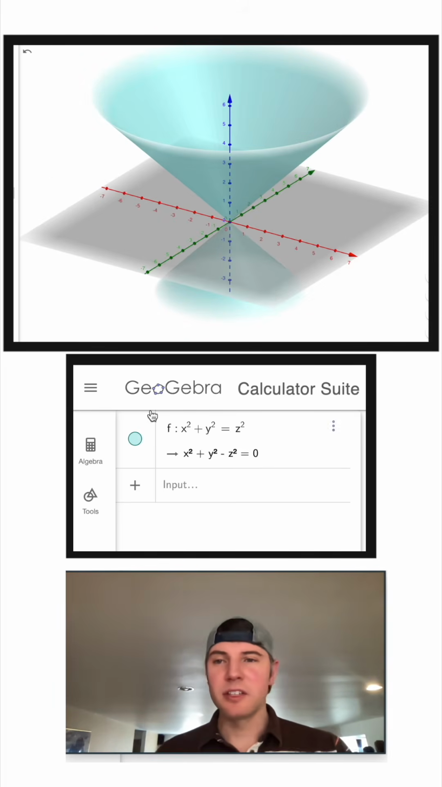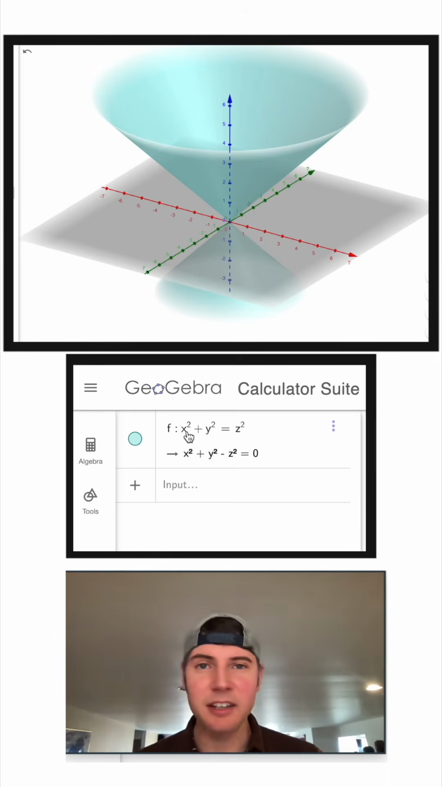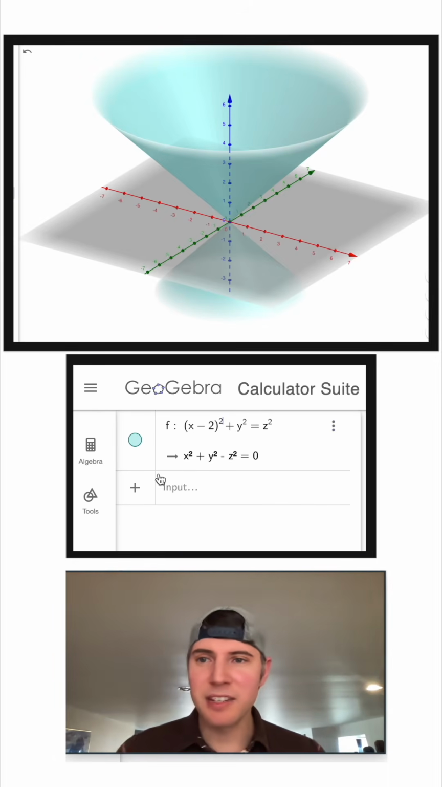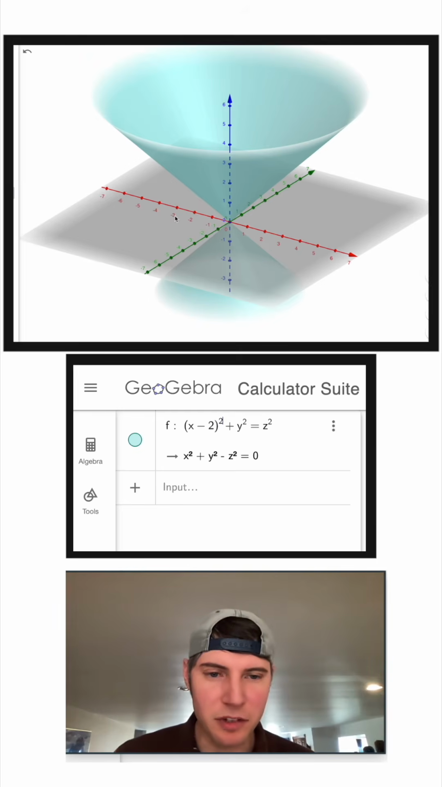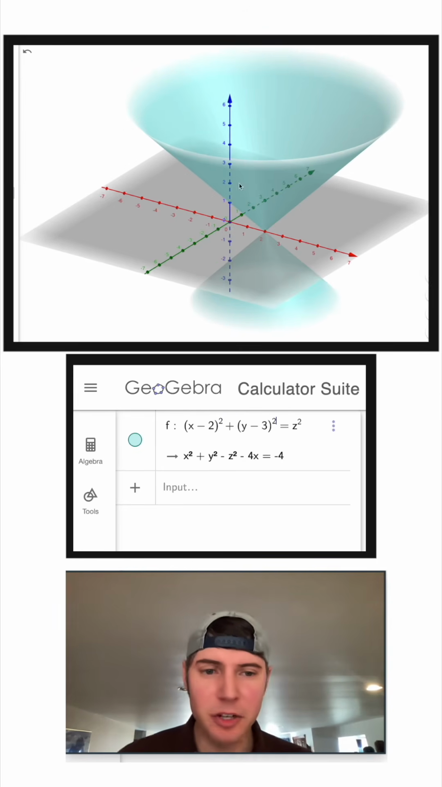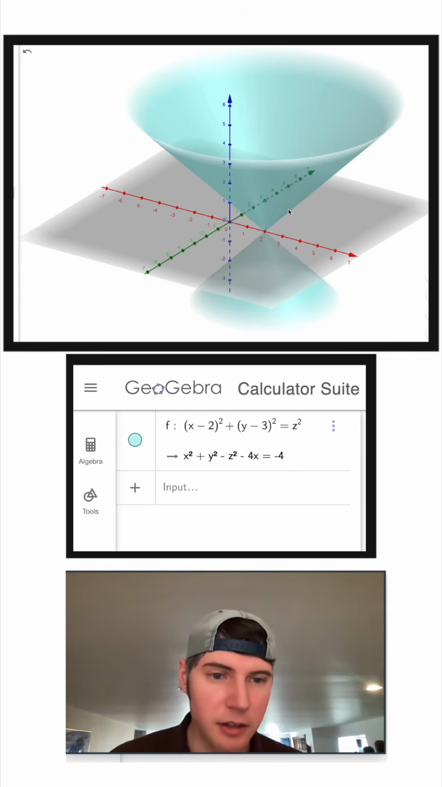We can even move this if we want. If we put parentheses around the x, we can shift it left and right. So by saying (x - 2) squared, we're going to shift it to the right 2. So this thing will move over here. And then by putting (y - 3) squared, we shift this whole thing up 3 along the y-axis.